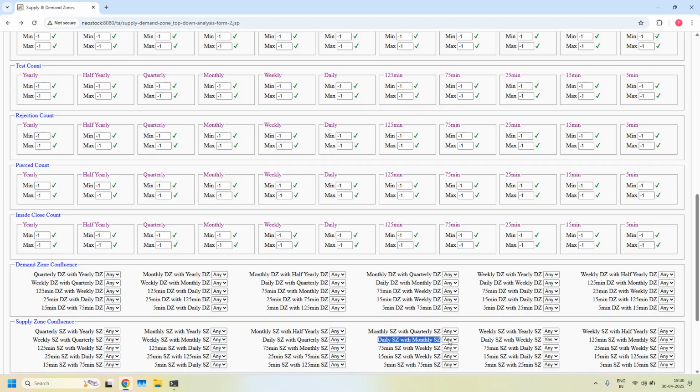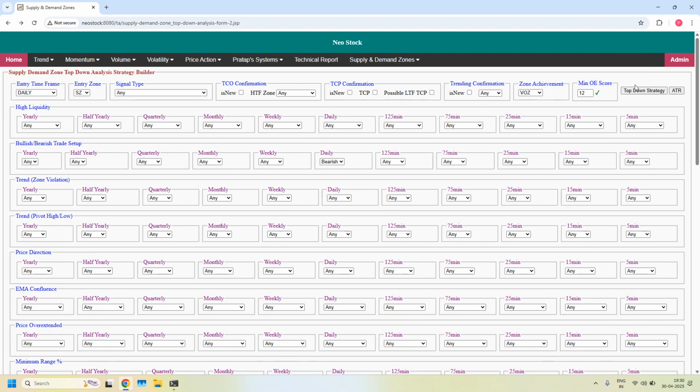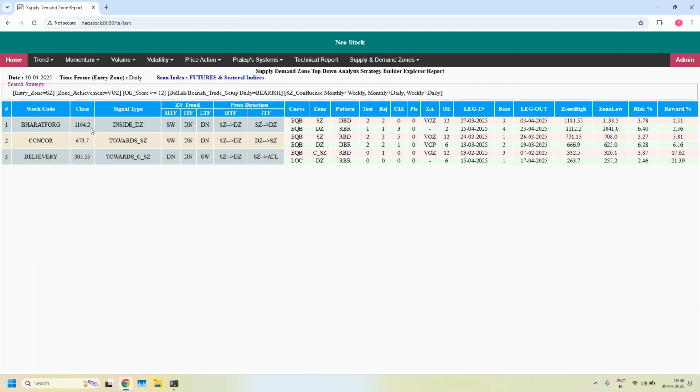Next, daily and monthly supply zone confluence. Weekly and monthly supply zone confluence. All 3 filters are enabled. Now we got all 3 stocks again. That means in all the 3 stocks, these daily supply zones are overlapped with the weekly supply zone, and both together are again overlapped with the monthly supply zone.